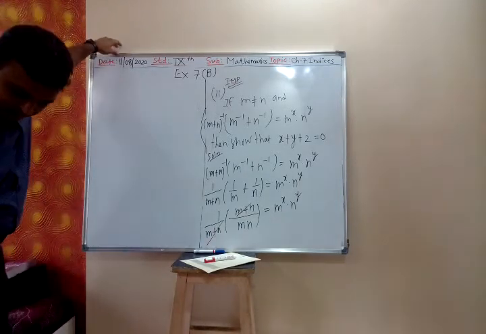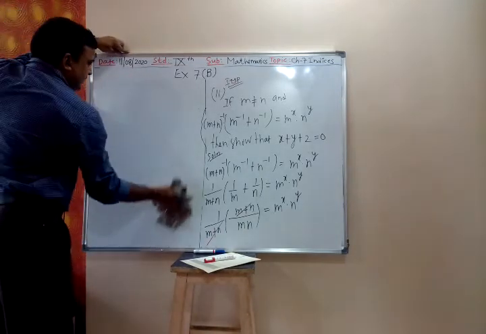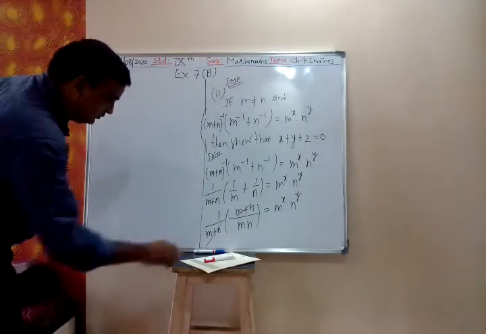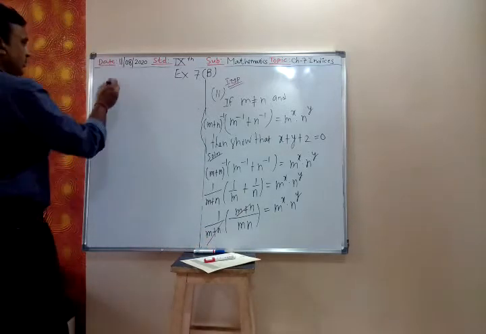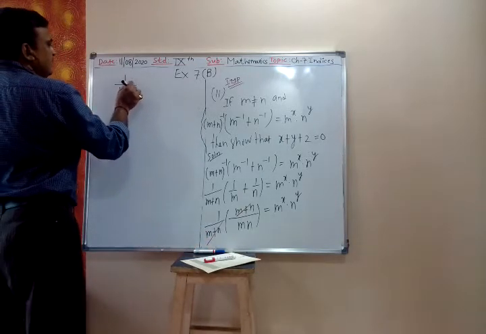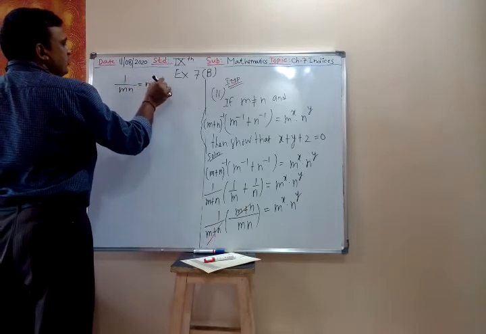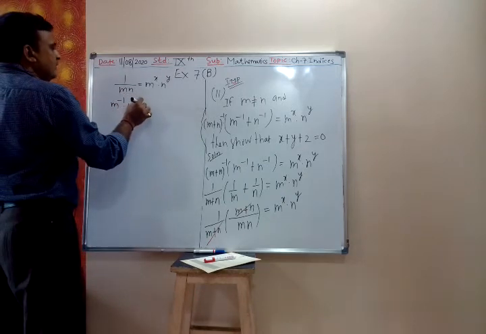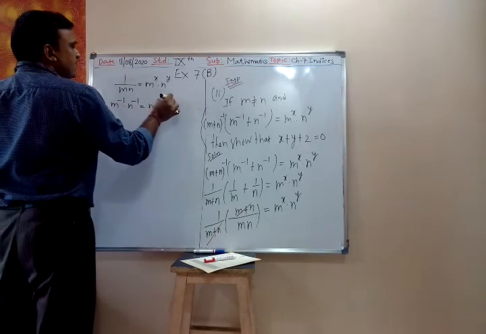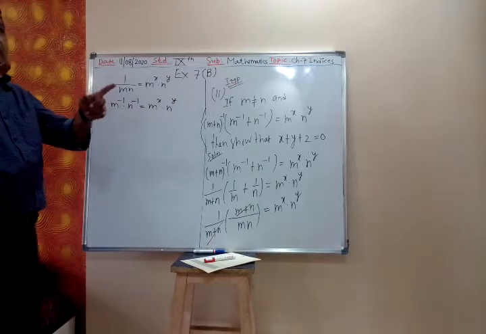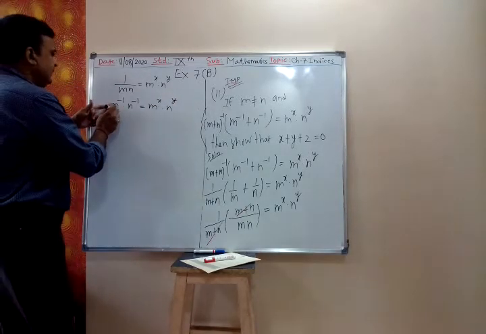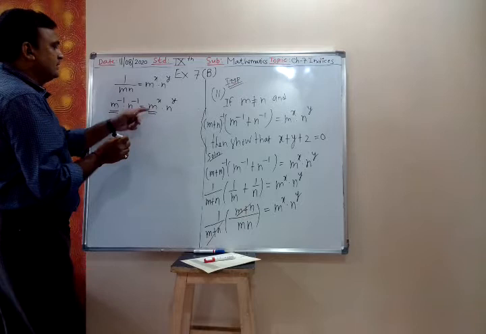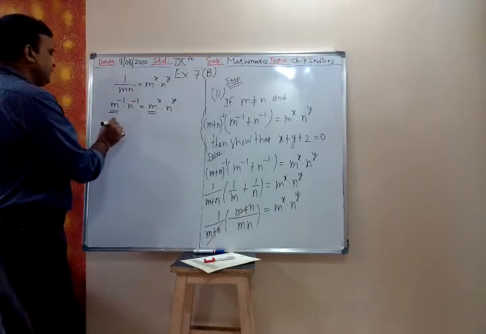x and y both are minus 1. So you will get 1 upon mn is equal to m raised to x, n raised to y. Take m in the numerator: m raised to minus 1, n raised to minus 1 is equal to m raised to x into n raised to y. Now we compare the power of same base. Base is m. What is the power? Minus 1. What is the power x? So x is equal to minus 1.